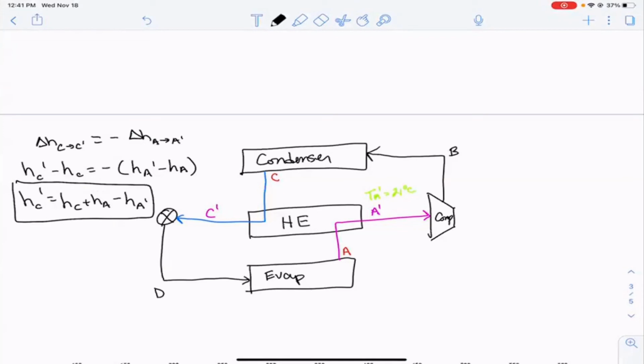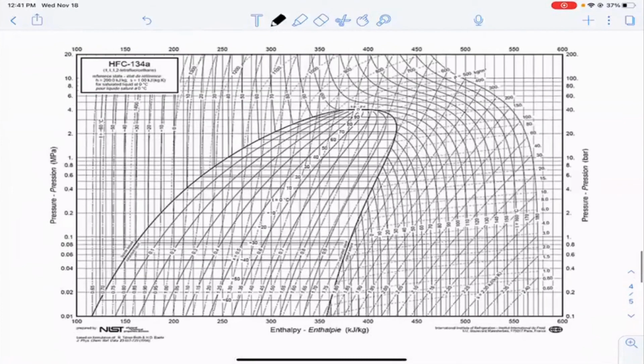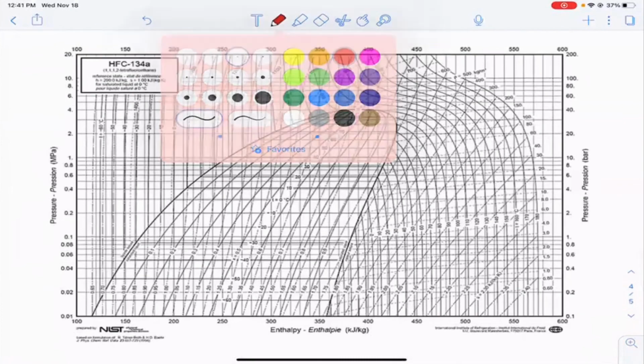So first we'll find A and C, just like in the previous example with this cycle. Then we'll find A prime, then we'll find C prime and D, and then we'll find B. Okay. Now we're going to leverage the same method that we just did a moment ago, where again we're going to solve this using a pH diagram. And so the pH diagram for our fluid again is right here.